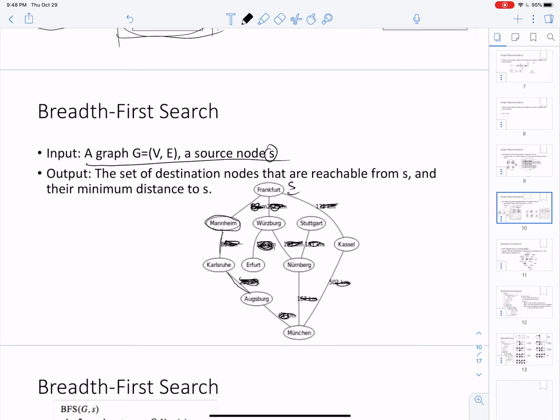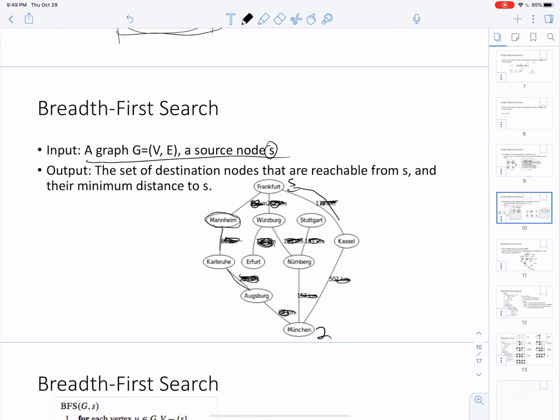For example, the minimum distance from Munich to Frankfurt is 2, because the shortest route is like here. From Frankfurt you first go to Kassel, and then from Kassel you go to Munich, which takes 2 roads. It will also tell you that the minimum distance from Frankfurt to Nuremberg is also 2, and this is the shortest route.